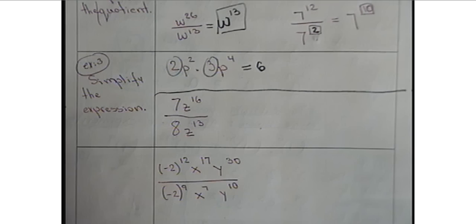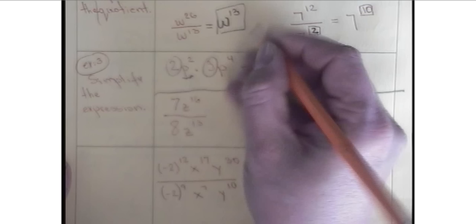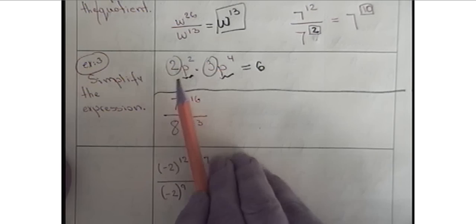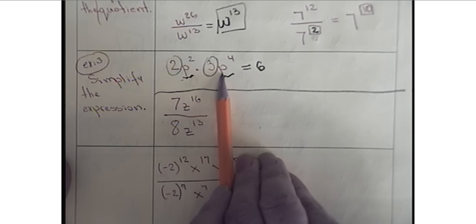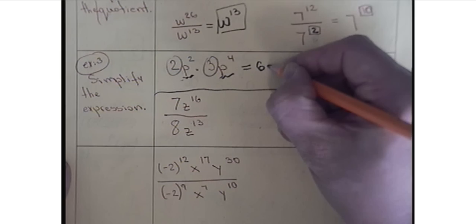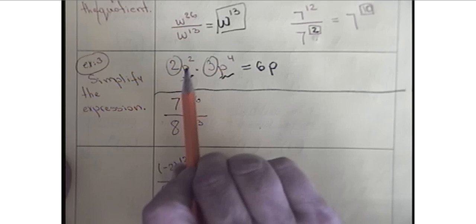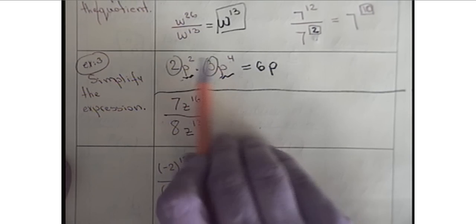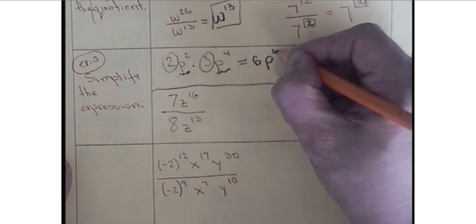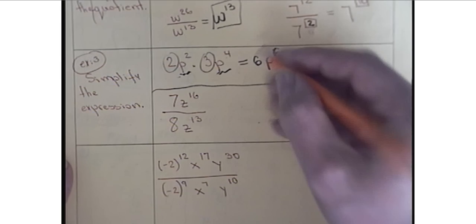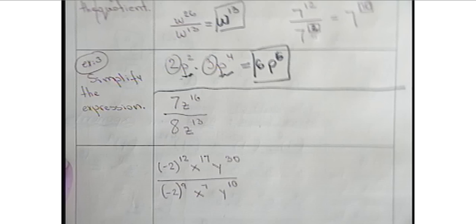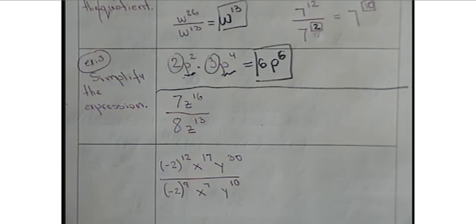That's the first thing. Then look at the variables, or the base of the variables. We have p to the 2nd and p to the 4th. Those two are the same variable. So we're going to copy that variable p, and what do we do with their exponents? We add them. 2 plus 4 is 6. So 6p to the 6th is the simplest form of this exponent expression. Next one.